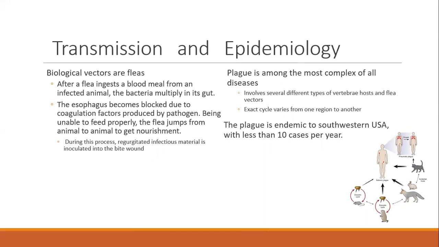Plague is among the most complex of diseases. It involves several different vertebrate hosts and flea vectors. The exact cycle varies from one region to another. The plague is endemic to the southwestern USA with less than 10 cases per year. I also have a little picture of how it can go through wild animals and people.